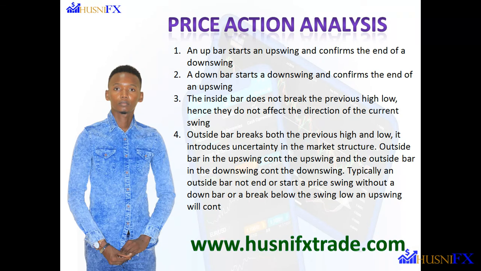So let us continue. Number 1, an up bar starts at the upswing and confirms the end of the downswing. Number 2, a down bar starts at the downswing and confirms the end of the upswing. In 3, the inside bar does not break the previous high or low, hence it does not affect the direction of the current swing. And number 4, the outside bar breaks both the previous high and low, or we can say it introduces uncertainty in the market structure.